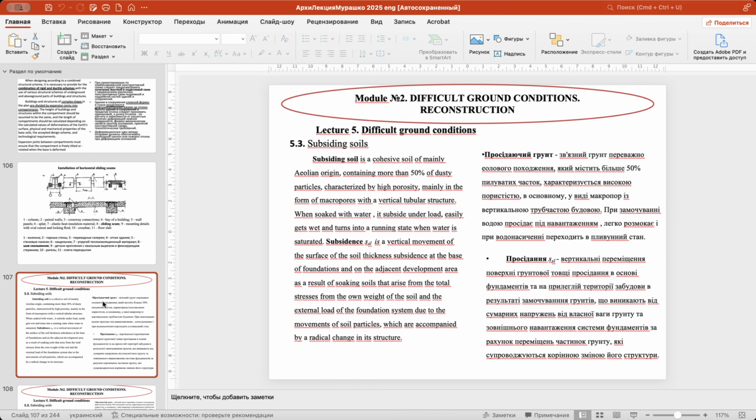That's all for today. And in the next lecture, we will continue to discuss difficult ground conditions, and we will consider subsiding soil.